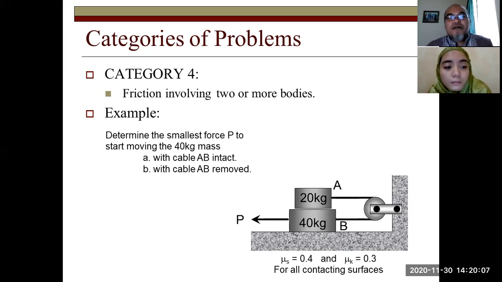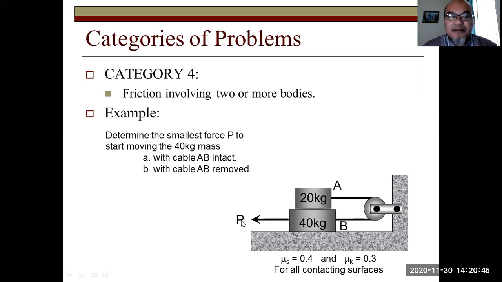Now category 4 covers problems involving two or more bodies. For example, here we have a mass B, 40 kilogram, and on top of it we put a mass A, 20 kilogram, and they are connected through this pulley. The mass B is being pulled to the left with a force P. Mu S is 0.4 and mu K is 0.3 for all the contacting surfaces, between B and the floor and between A and B. So now the question: determine the smallest force P to start moving this 40 kilogram mass.